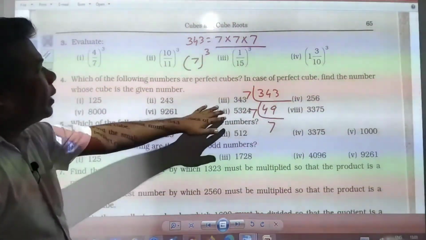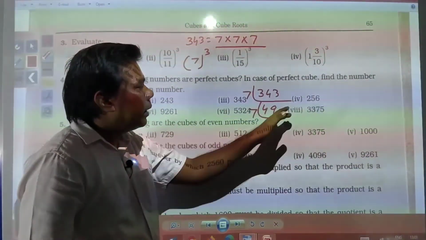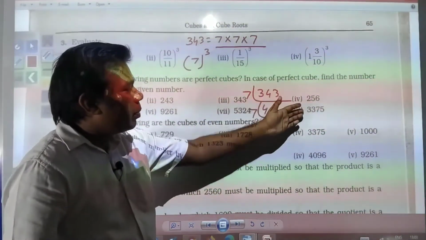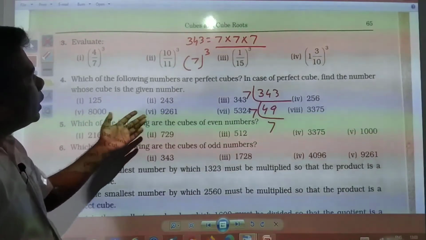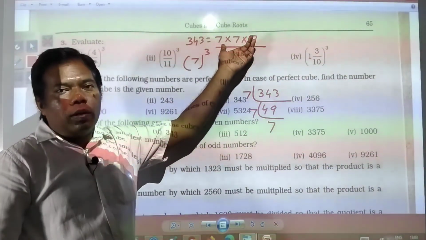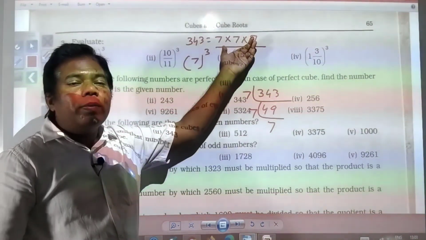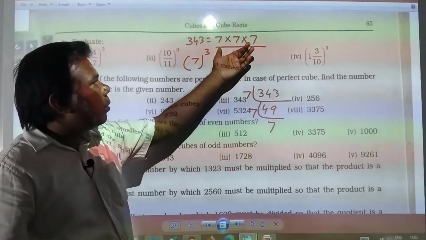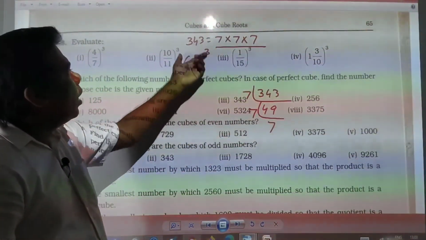So in the same way other questions are there, you just need to find their factors by prime factorization, and you need to see whether triplets of equal factors are coming or not. Triplets of equal factors are required to come, then only that will be called a perfect cube.